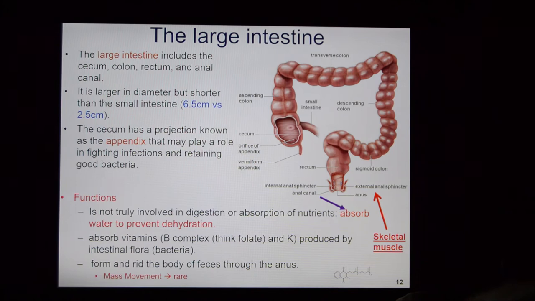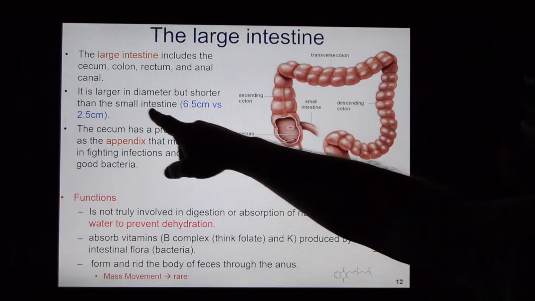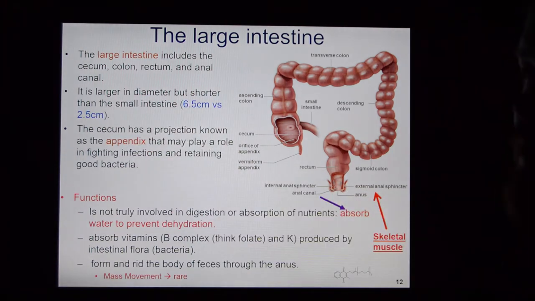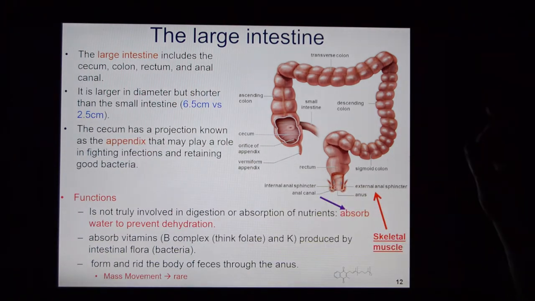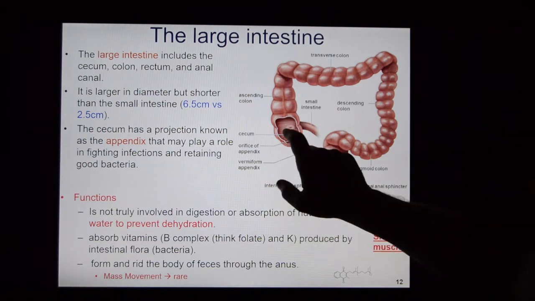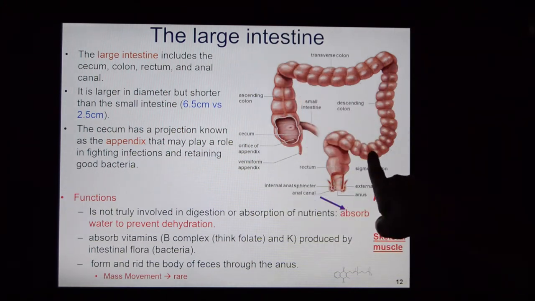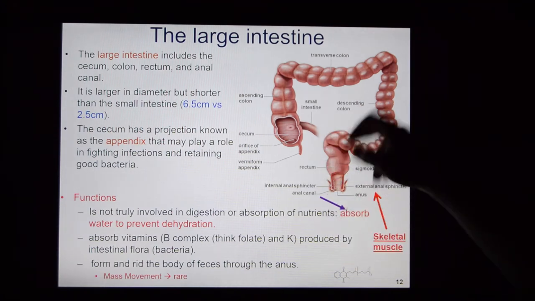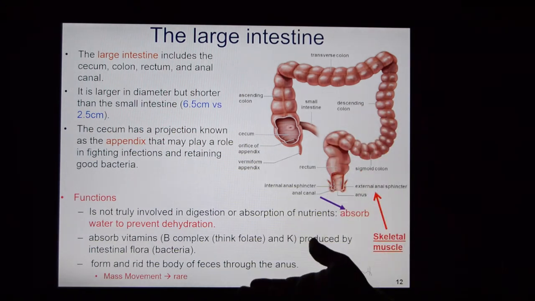Now, the large intestine. The large intestine is large because it's large in diameter. Small intestine is about 2.5 centimeters in diameter. Large intestine is 6.5 centimeters in diameter. The large intestine has parts. These are called the cecum, the ascending, transverse, and descending, and sigmoid colon, followed by the rectum, which is like a storage area, and then the anal canal where we let stuff out, all right?